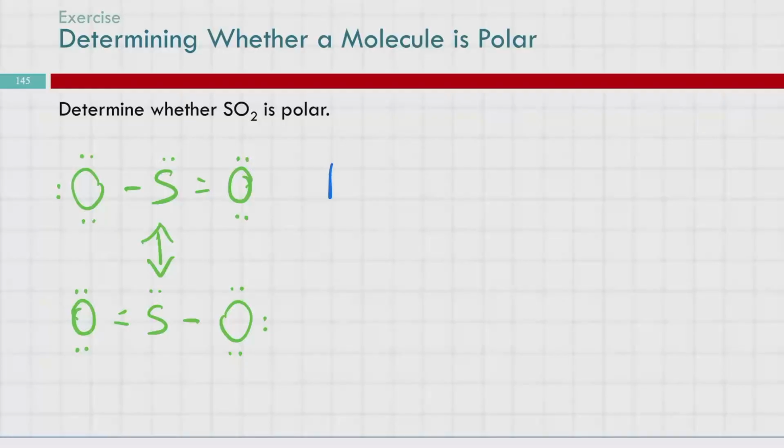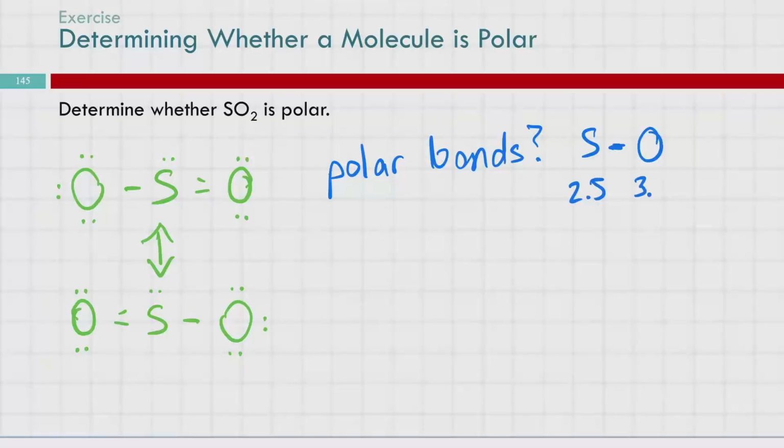Do we have polar bonds? We've got sulfur bonded to oxygen. Sulfur is a 2.5, oxygen is a 3.5. Add some absolute value bars, so it makes it a positive number. You get a value of 1.0. Yes, it is a polar bond. And our arrows would be pointing out towards the oxygen. The way that I've drawn it flat like this doesn't represent the actual shape. So that's why the arrows won't actually cancel.